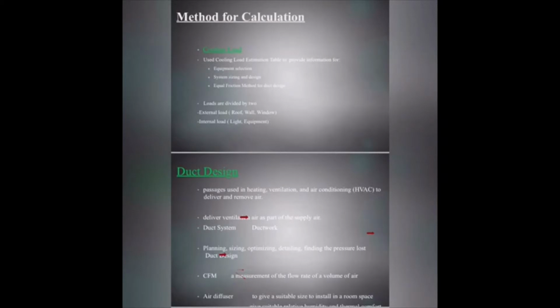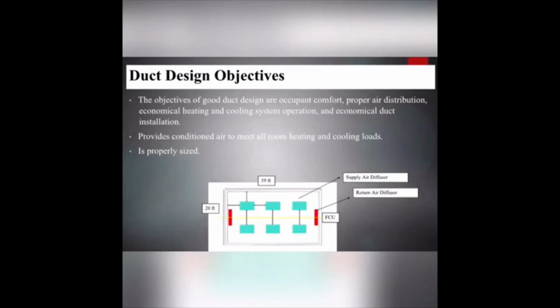A duct is the passage used in heating, ventilation, and air conditioning (HVAC) to deliver and remove air. It delivers ventilation air as part of the supply air. That system works by planning, sizing, optimizing, detailing, and finding the pressure loss. CFM is a measure of the flow rate of a volume of air, and an air diffuser is to give a suitable size to install in a room space, and give suitable relative humidity and thermal comfort.